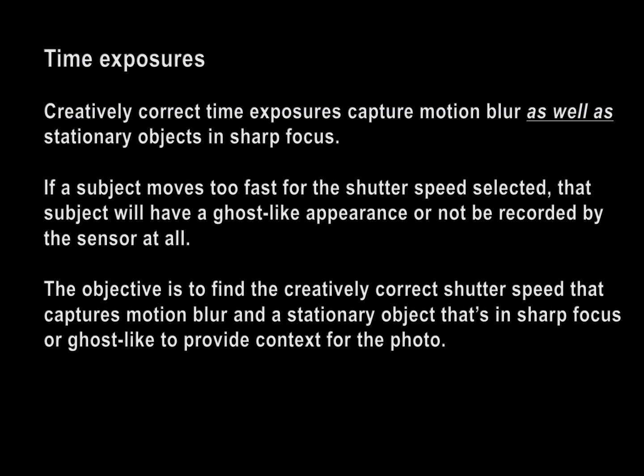If a subject moves too fast for the shutter speed selected, that subject will have a ghost-like appearance or not be recorded at all by the sensor. The objective is to find the creatively correct shutter speed that captures motion blur when that's what you want, and a stationary object in sharp focus, or provide a ghost-like experience to provide context for the photo.